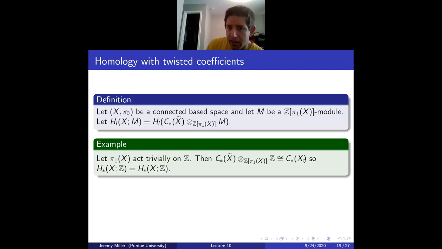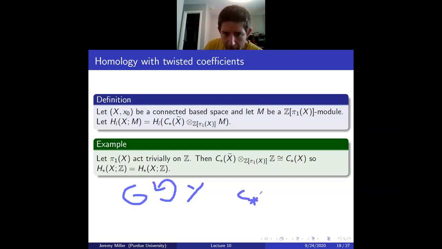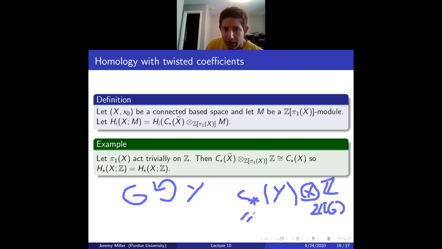Well, this tensor product is exactly chains on X. Because what it does is, maybe I should just say, let's let G act on some space Y. Then chains on Y, tensor over the group ring with Z with a trivial G action, is the same thing as chains on Y mod G.